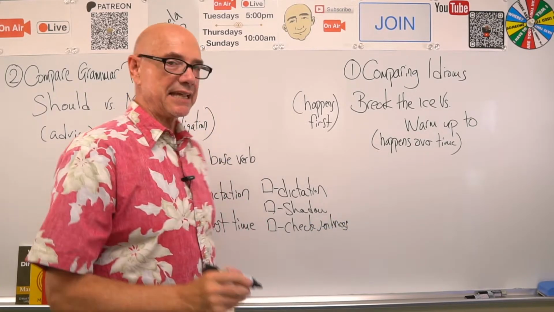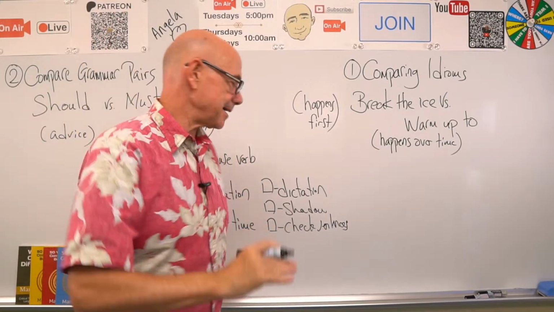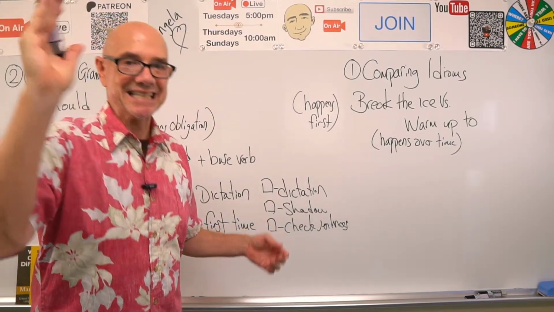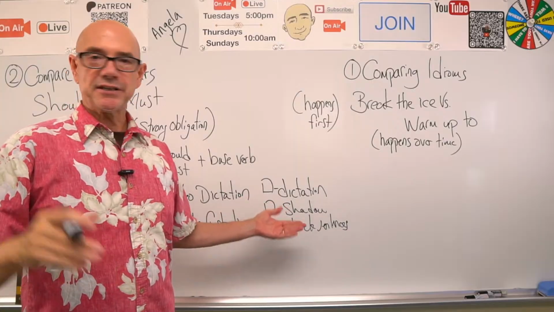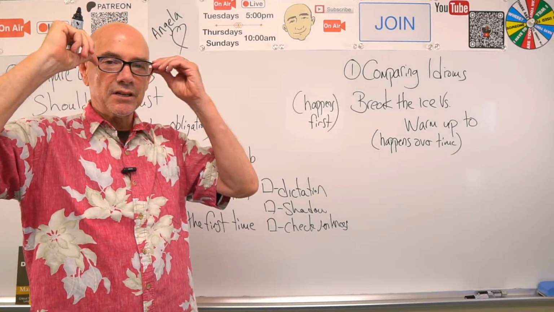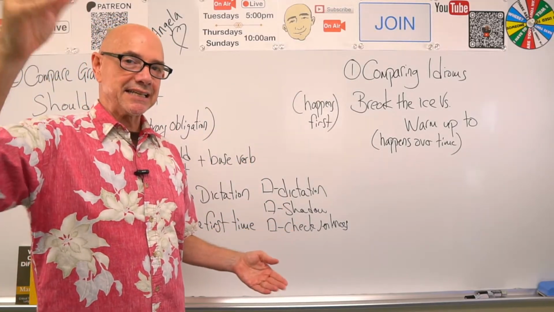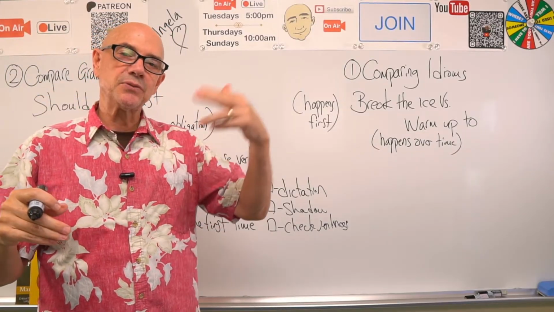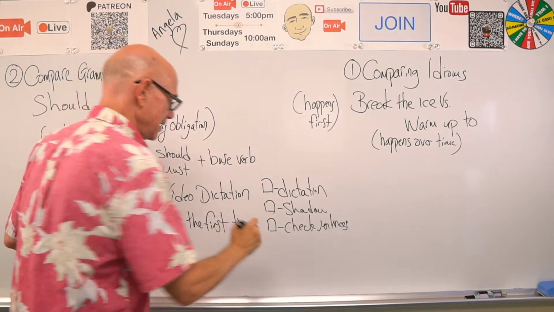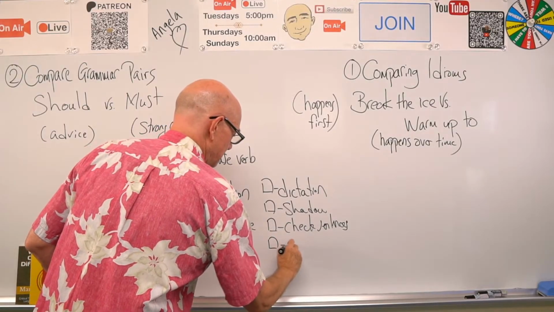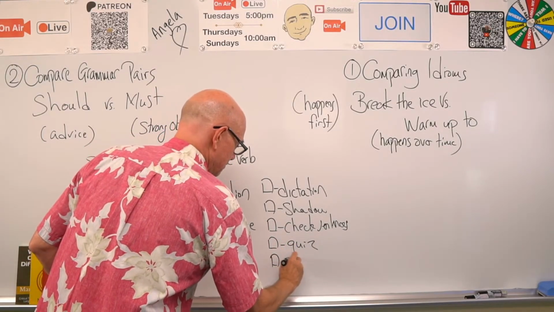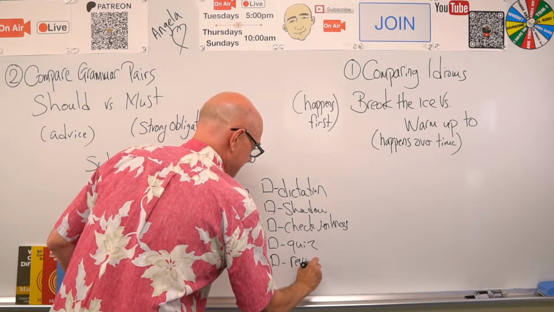Then after that, we will check the sentences. You will see if you got it correct, right? Because in dictation and shadowing, you're not going to see the sentences. So the third step, you will check to see if you got the sentence correct. You will compare your sentence with my sentence. And then we will have a quiz. And then we will review all of them together.